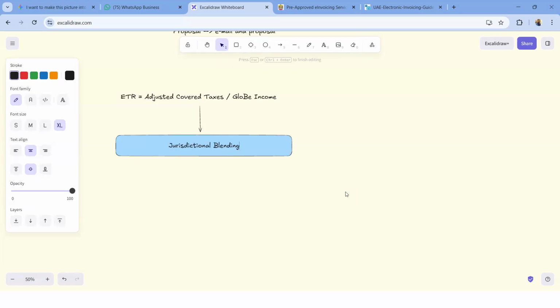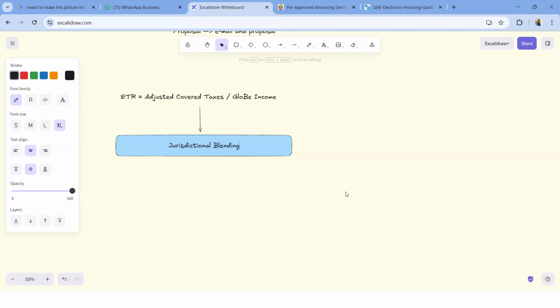What is the whole purpose of top-up taxes? The idea is that everybody has to pay. If you're a large MNE group, you have to overall pay 15% corporate tax. If you don't pay 15% taxes, then you have to pay top-up taxes on the difference between 15% and your effective tax rate.